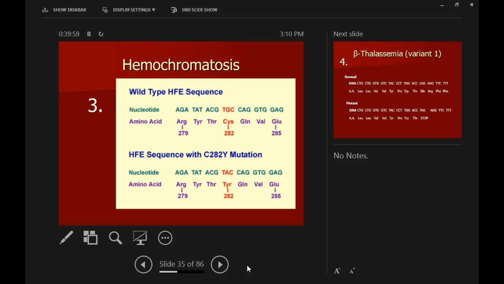Oftentimes when we say normal, we call it wild type. That's the normal gene. And here's the mutant. Anyone need more time with this one? Okay, the next two are ones that produce an abnormal type of hemoglobin.